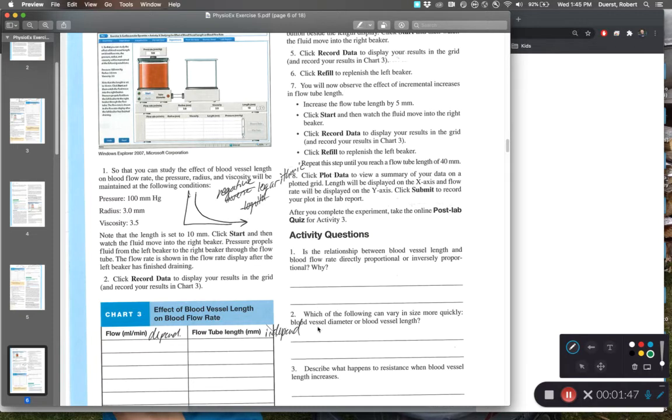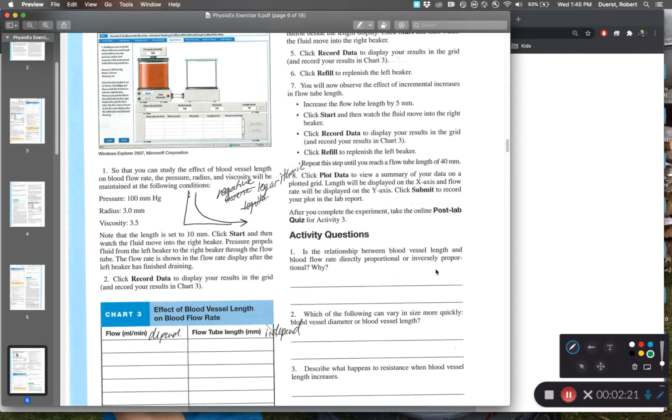Question number 2, which of the following can vary in size more quickly, blood vessel diameter or blood vessel length? Blood vessel diameter is much easier to change relative to blood vessel length. We can vasoconstrict or vasorelax our blood vessels very rapidly, and growing longer blood vessels takes a significant amount of time. So vasoconstriction is over seconds. Blood vessel radius can change over seconds, whereas blood vessel length will change over days or weeks.